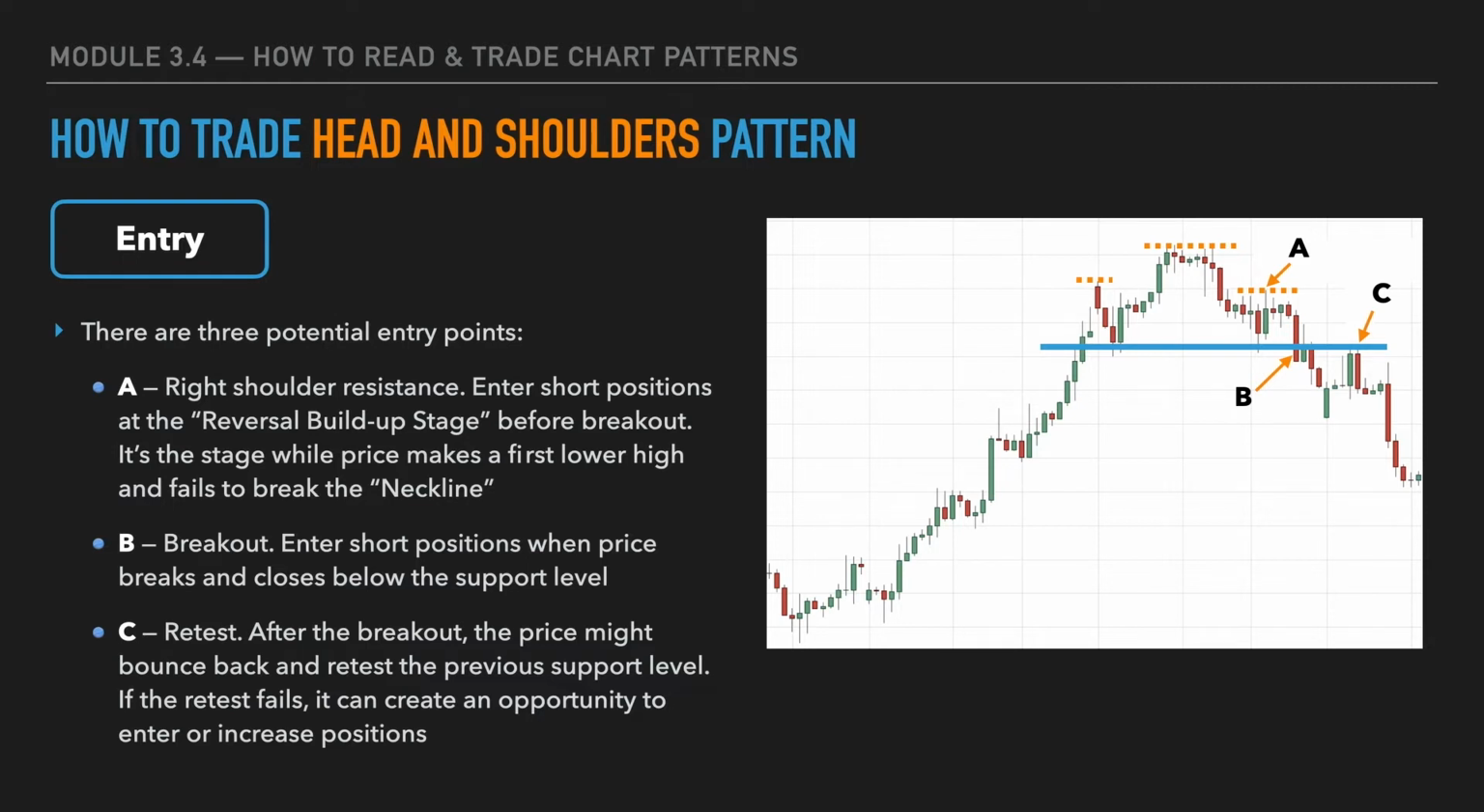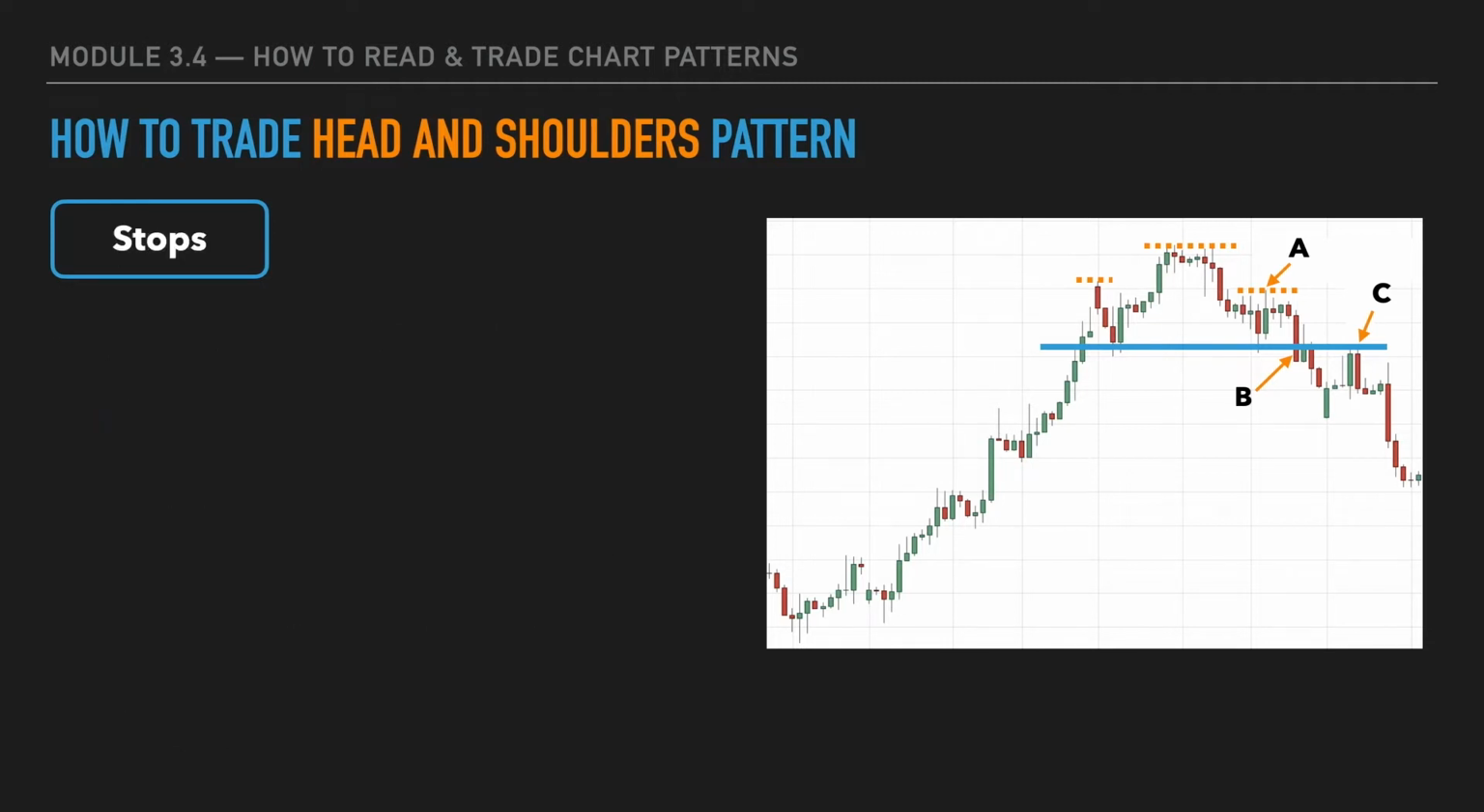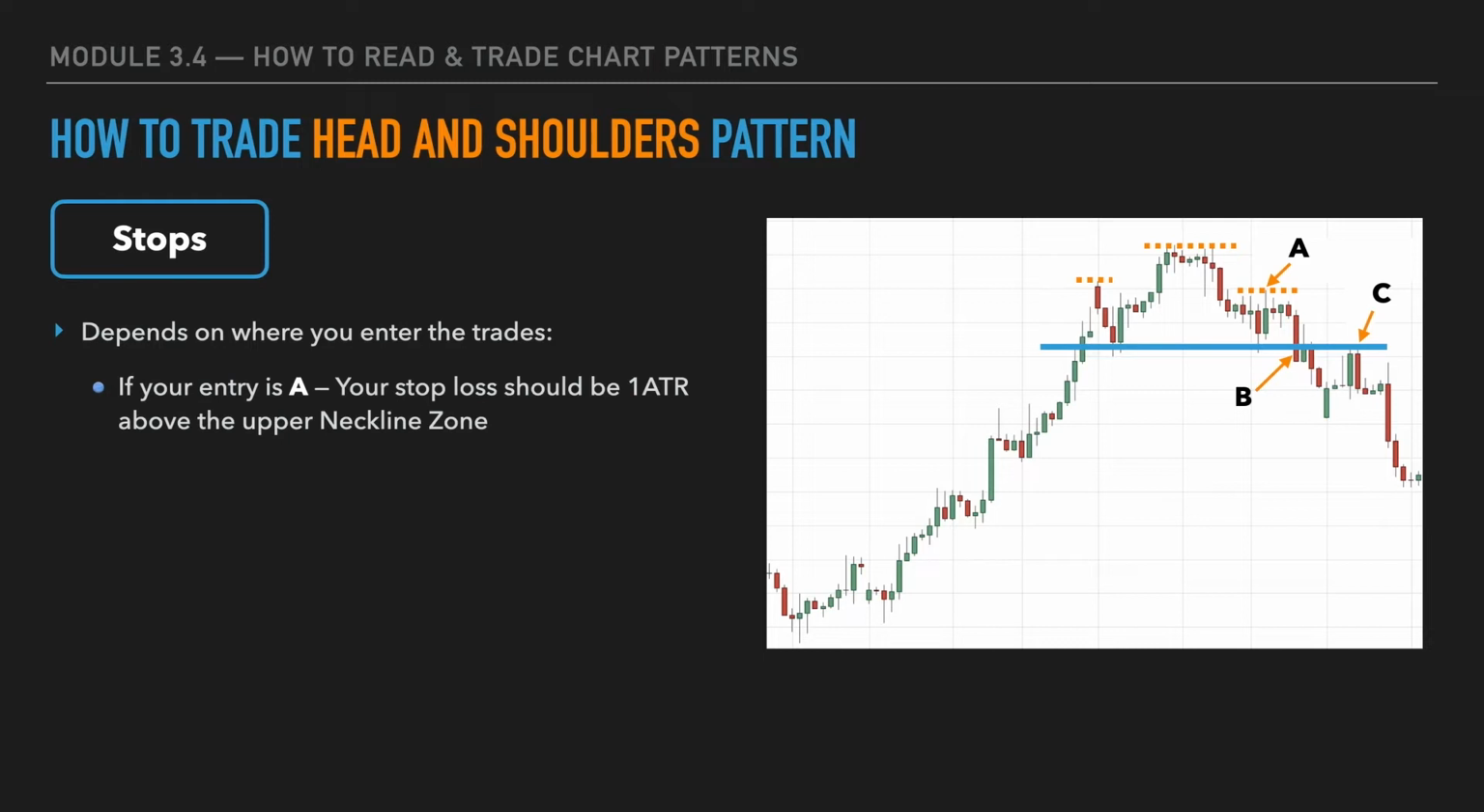Therefore, it can give traders a great opportunity to enter a short position or even add on to your current short positions. Now, let's take a look at where you should set your stop loss. Your stop loss will depend on your entry points. If your entry point is A, then your stop loss should be placed at 1 ATR above the upper neckline zone. ATR means average true range.